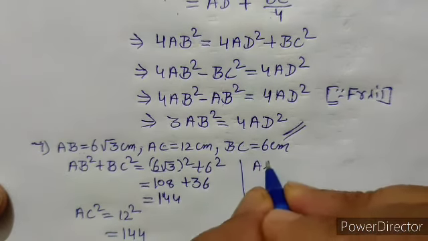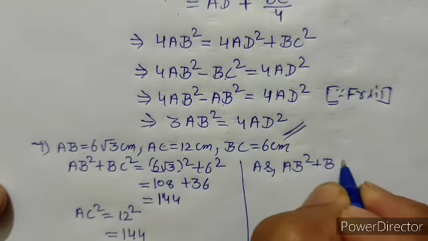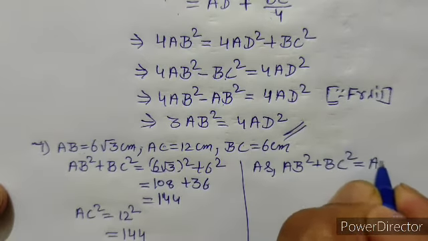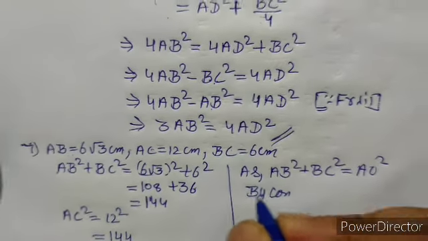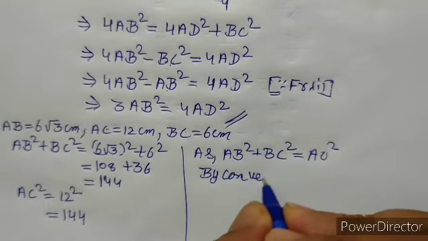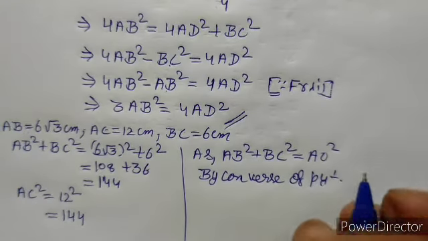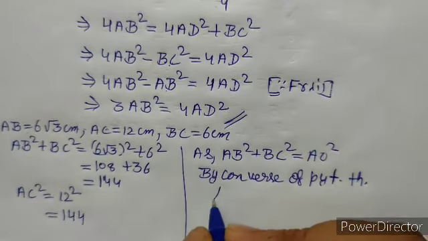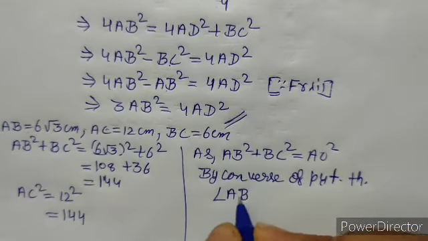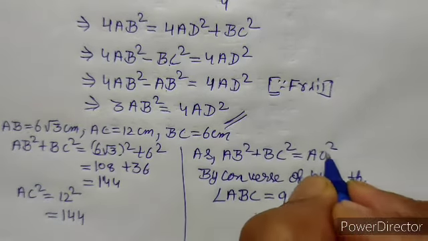As AB square plus BC square is equal to AC square, by the converse of Pythagoras theorem, we can say that angle ABC is 90 degrees.